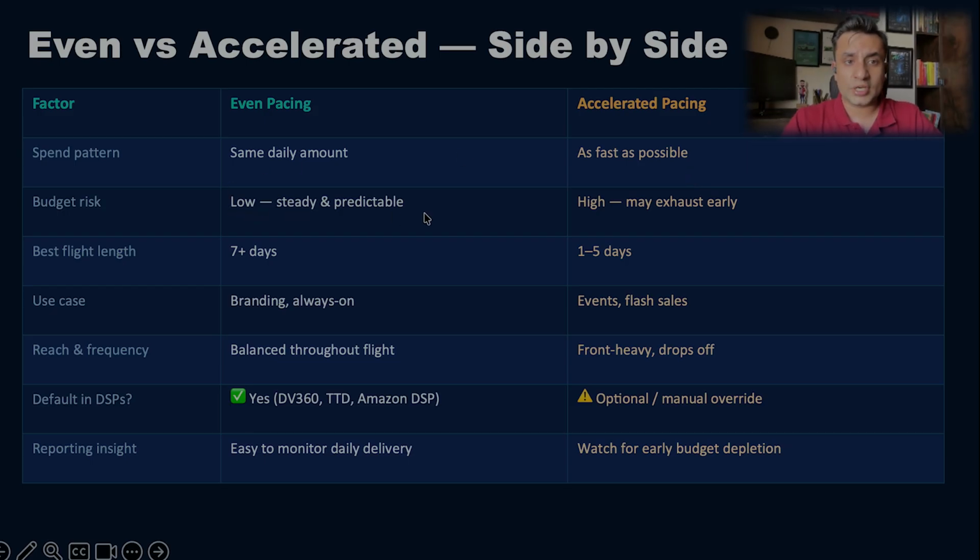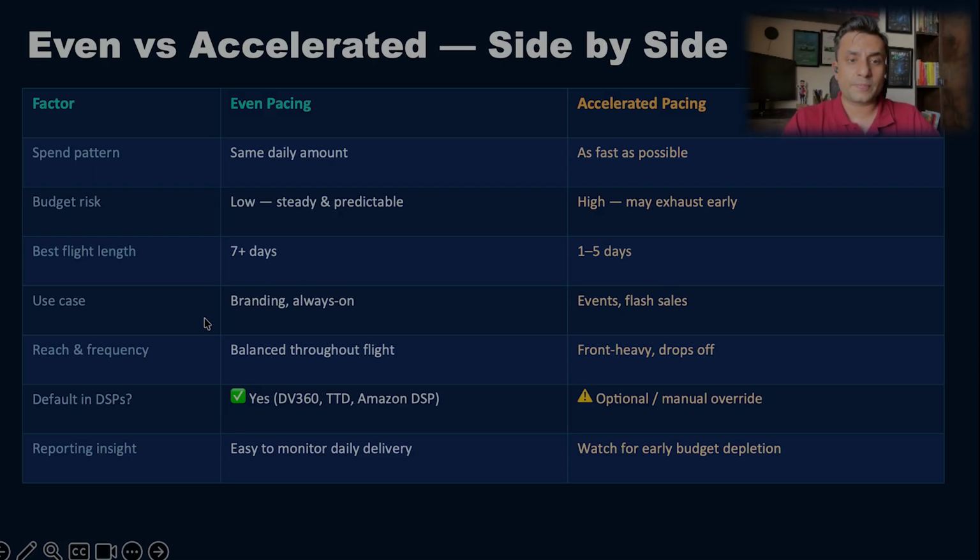Budget risk is low in even pacing because it's steady and predictable, whereas in accelerated pacing, the budget risk is high because it can get exhausted as early as possible. Best flight length is 7 plus days, more than 7 days, for even pacing, and for accelerated pacing, short flights like 1 to 5 days.